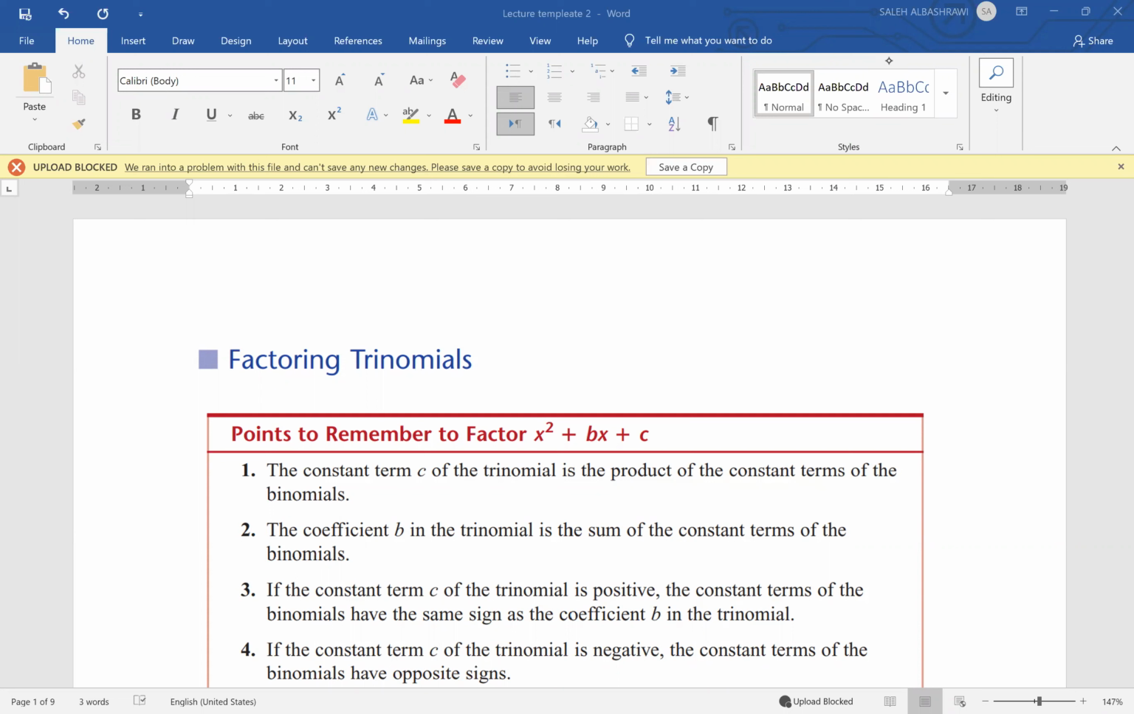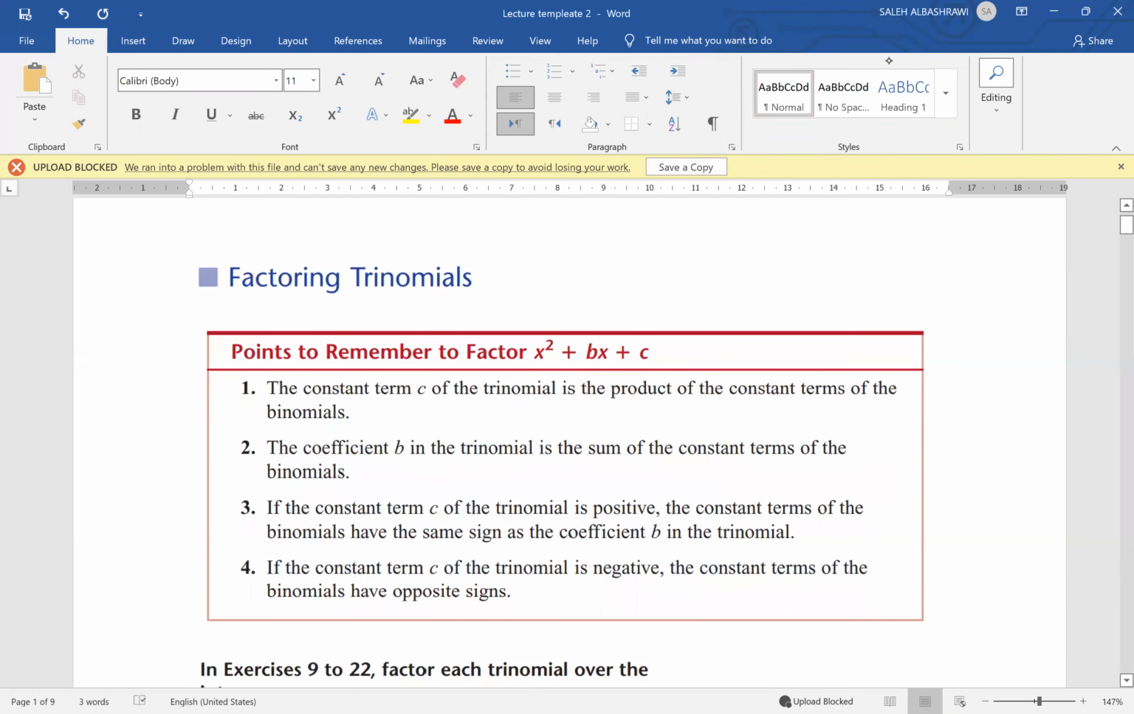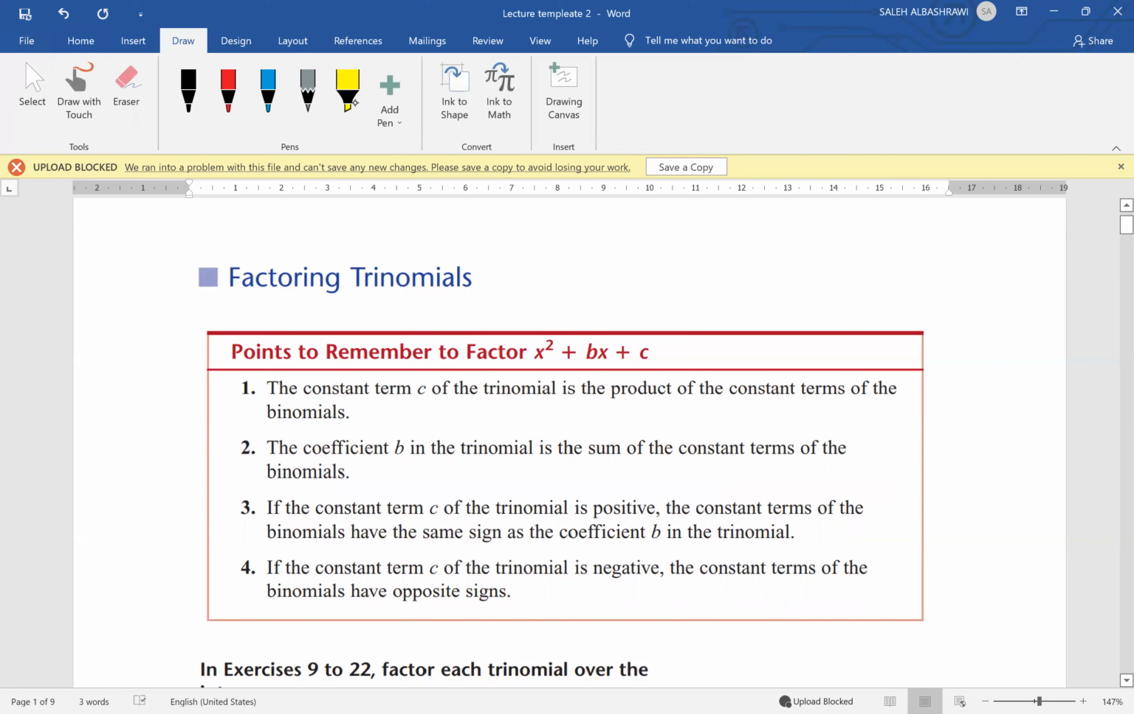Before starting this, we can just remind or mention some points that are needed for factoring trinomials. By trinomial, we mean that we have three terms: x squared plus bx plus c. This is a trinomial, and we have two cases. For the coefficient of x squared, in this case we have 1. In some other cases it is not equal to 1; it can be greater than 1 or less than 1, positive or negative. But in this part we are going to speak about this form of trinomial, x squared plus bx plus c.